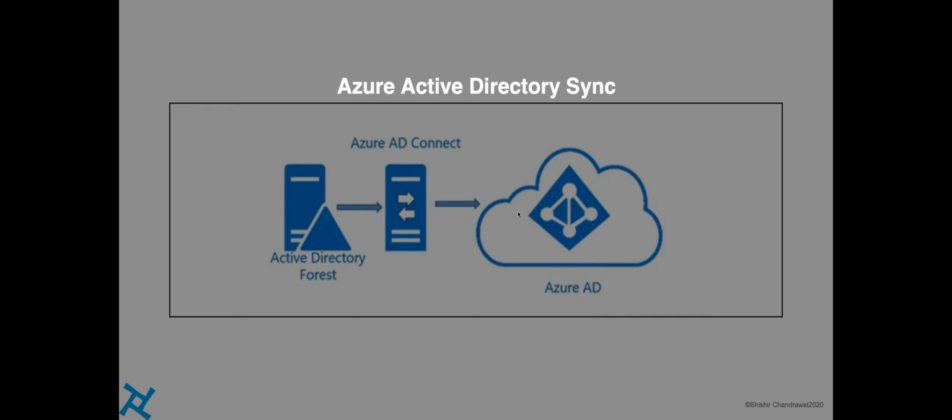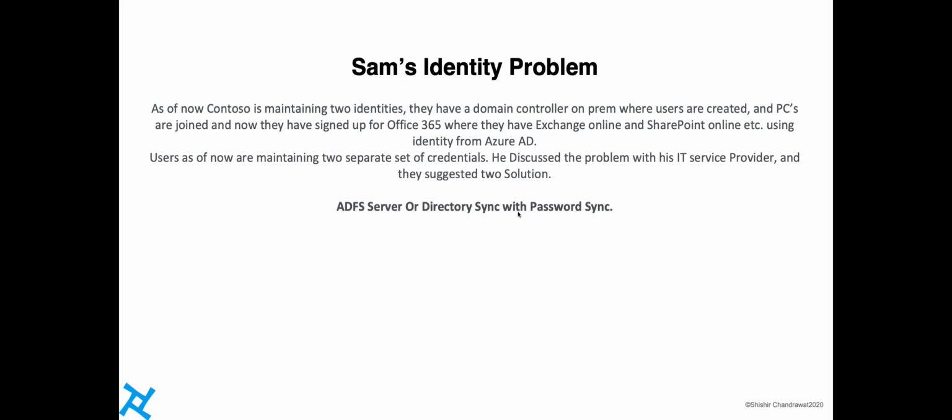Now we are going to talk about the next component, which is Azure Active Directory synchronization. As of now, Contoso, which is Sam's company, is maintaining two identities. They have a domain controller on-premise where all the users are created, and their PCs, the machines which they have in their office, are joined to this domain. And all the users, when they come to the office in the morning, log in with the credentials which are maintained on this domain controller.